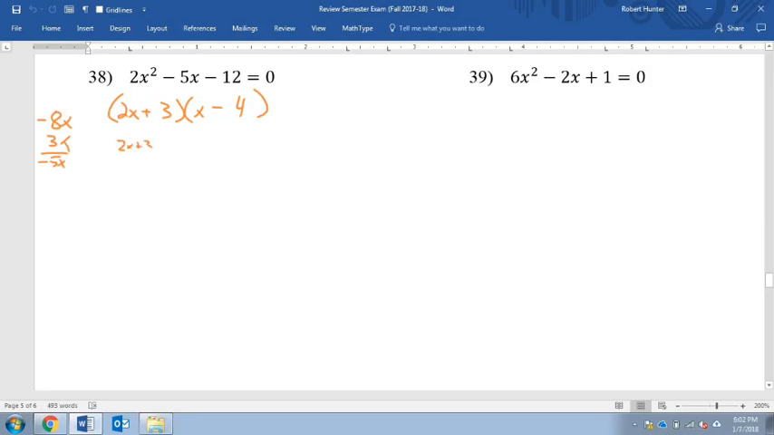2x plus 3 equals 0, so x equals negative 3 halves. X minus 4 equals 0, so x equals 4. And this is just a straight equal sign. I don't have to solve this at all. So there, we're done. That one was easy. I don't have to pick test points or anything like that. Number 39. Let's see if we can factor that one.